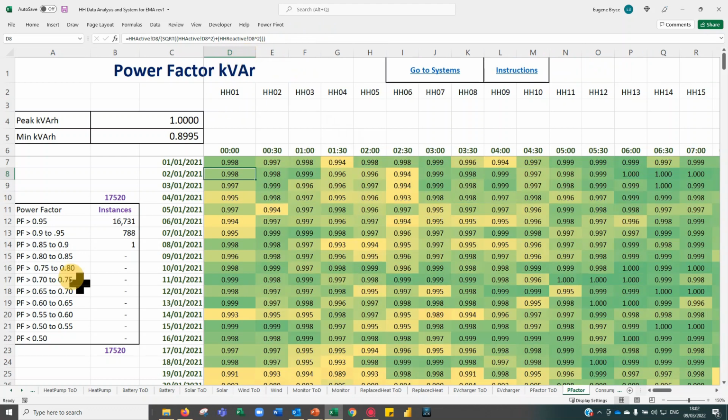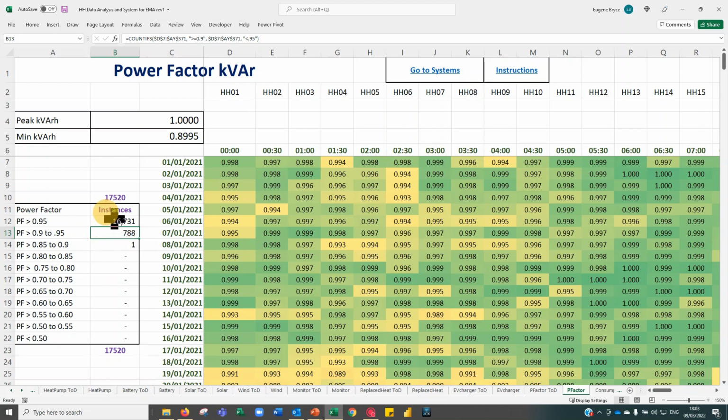You can see here in the data that there are 48 times 365, which gives us 17,520 data points. And what we have here is just counting the instances when the power factor is in these different bands. So that's just a simple count of that array if greater than or equal to 0.95. And so this tells us this business has a very good power factor.